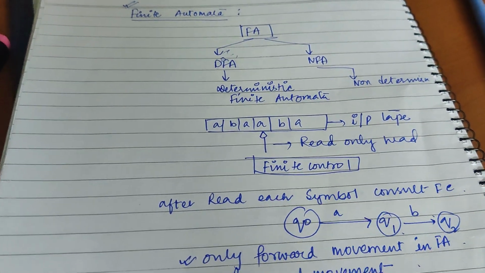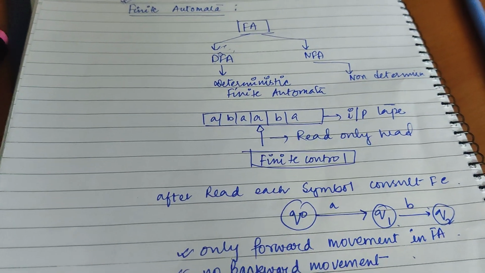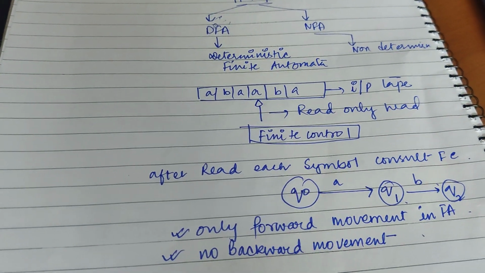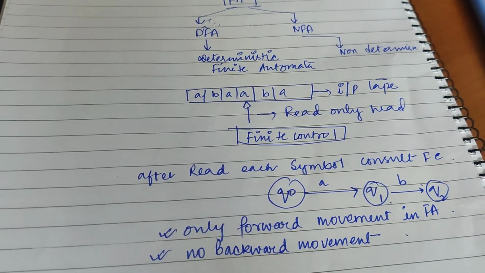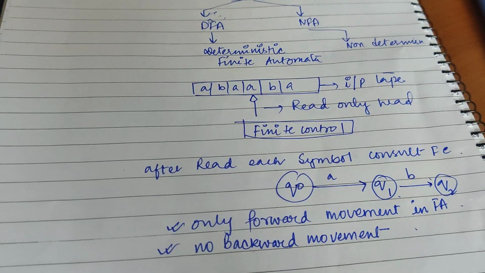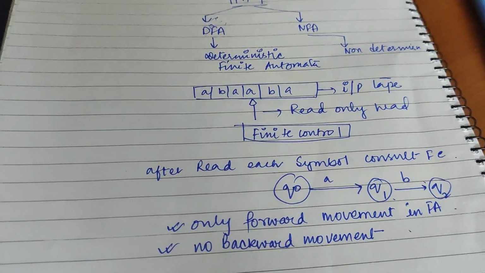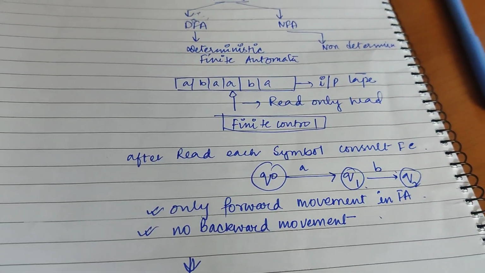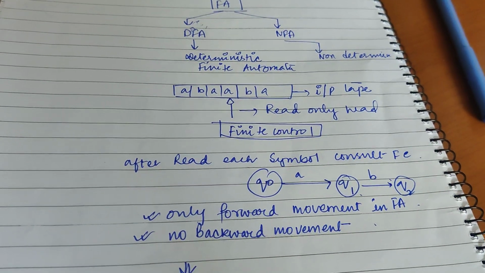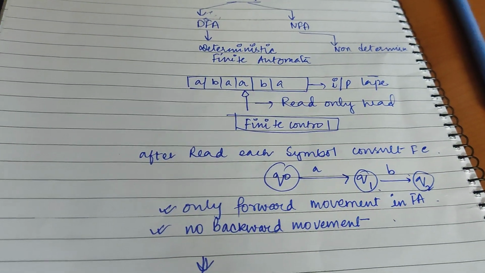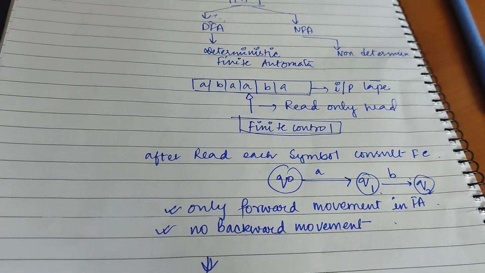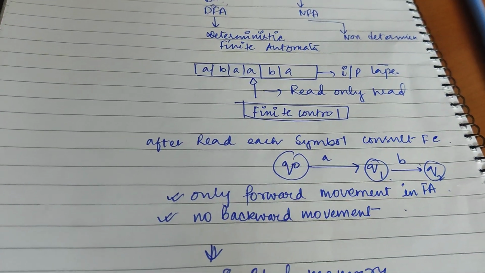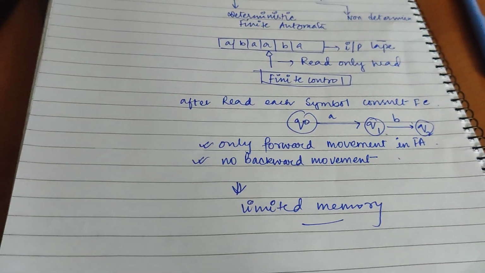If there is an input A, B, A, B, A, then we move forward towards the right hand side. If we are reading A then B and then A then A, we cannot move back to A again because it has finite memory, right? It has limited memory. After reading each symbol consecutively, we move to some state. Suppose from Q0 state we want to move to Q1, we read a symbol A, and so on. Only forward movement is allowed in finite automata because of limited memory, no backward movement. I hope it is clear to you.